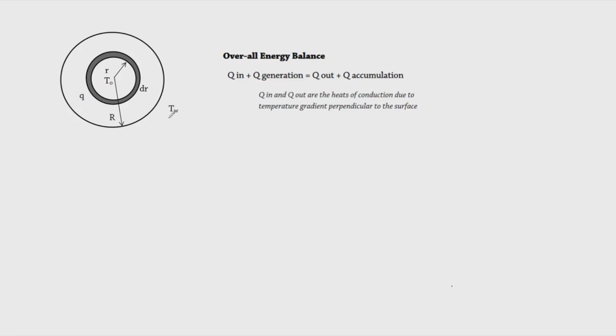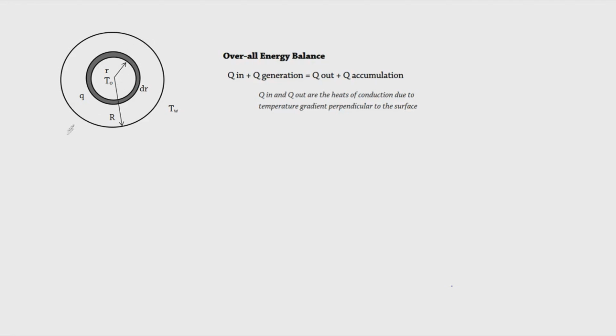Now I also have TW here, which is the surrounding temperature, or the temperature that is experienced after some time of having this wire generating heat. And I also have q here, which is the heat that is being generated.